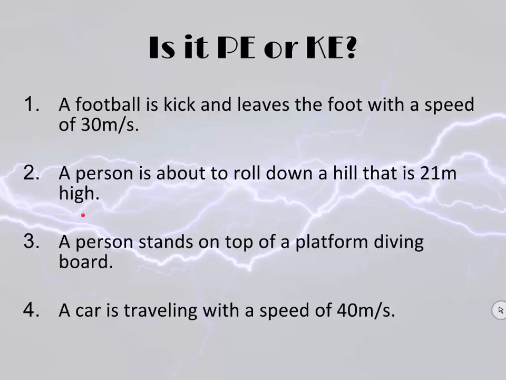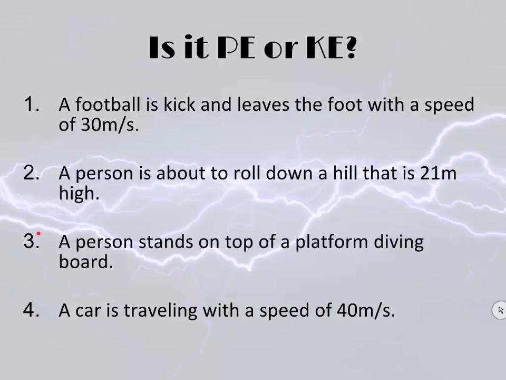Number 3, a person stands on top of a platform diving board. So again, the person is just standing there, so there's no motion. That eliminates kinetic energy, because kinetic energy has to have motion. But we're above Earth's surface, so that tells us that it will be gravitational potential energy. So number 3, potential energy.